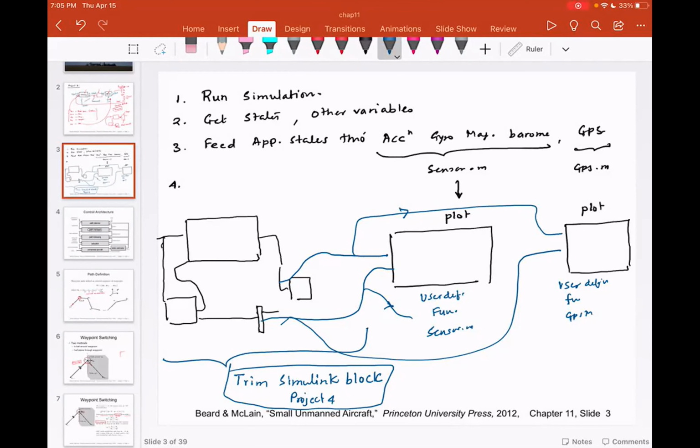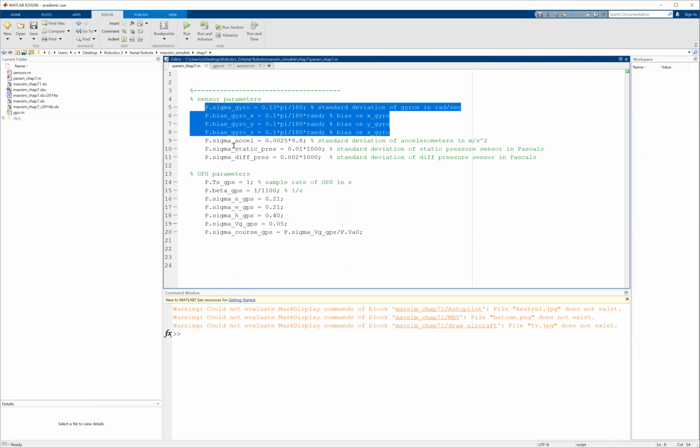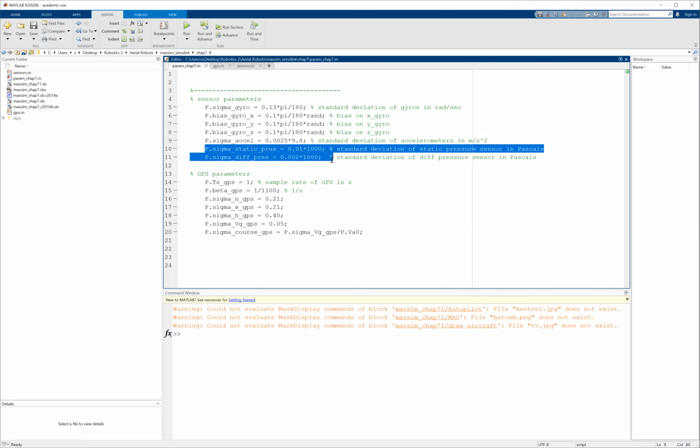So let me show you what it will look like. If you look at MATLAB, first and foremost, these are the parameters that you need to implement. So you have sigma gyro, you have the bias gyro. Sigma gyro is the standard deviation, bias is the bias, then of X, Y, and Z, all these come from the appendix. Same thing with accelerometer, you have the standard deviation. This is interpreted as the noise. And then you have something similar for the barometer. So these are the error models.